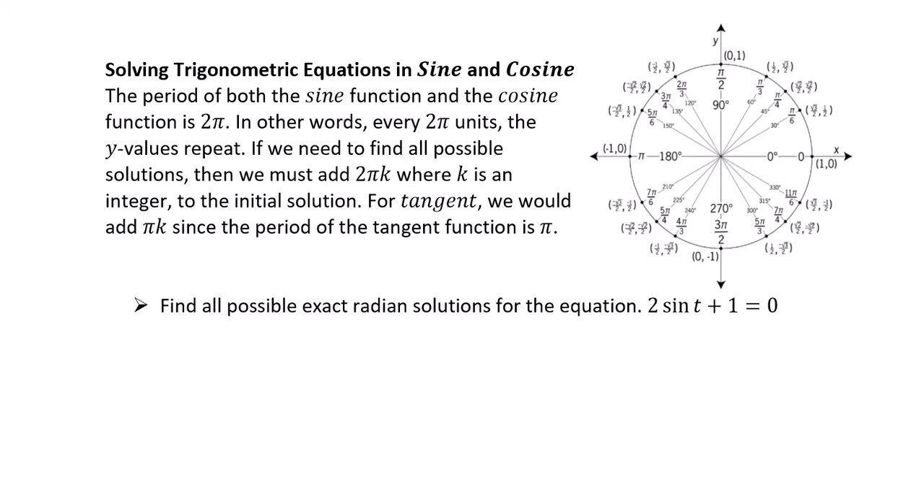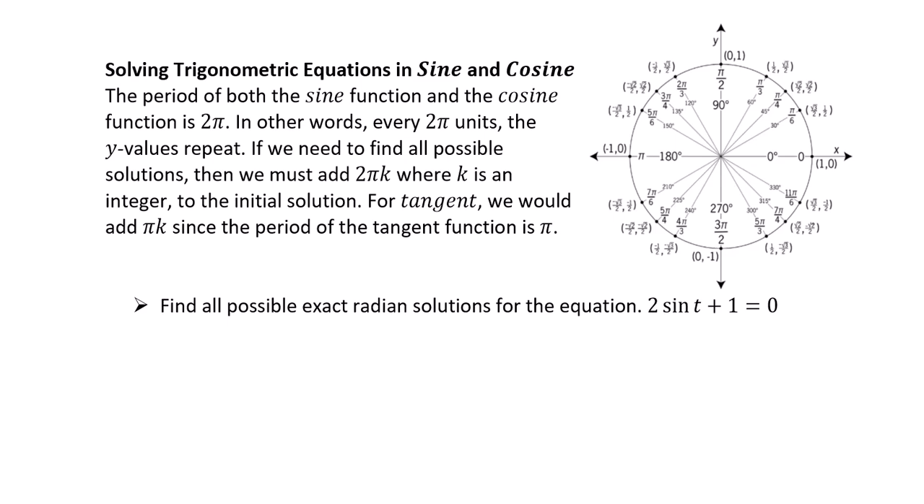Solving trigonometric equations in sine and cosine. The period of both the sine function and the cosine function is 2 pi. In other words, in every 2 pi units, the y values repeat. If we need to find all possible solutions, then we must add 2 pi k, where k is an integer, to the initial solution. For tangent, we would add pi k, since the period of the tangent function is pi.